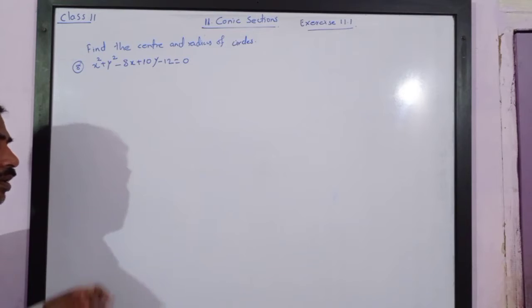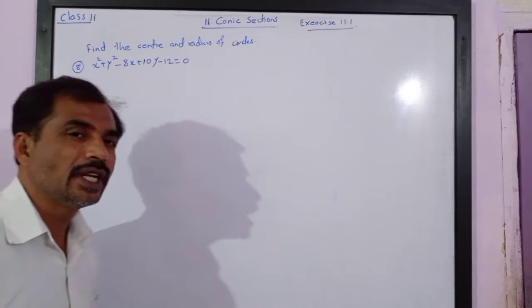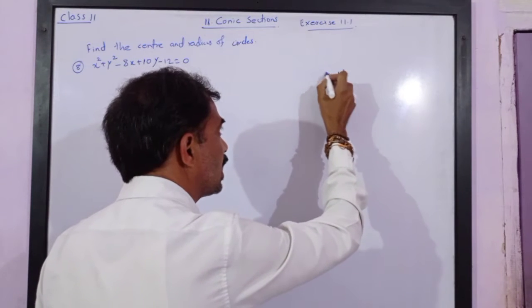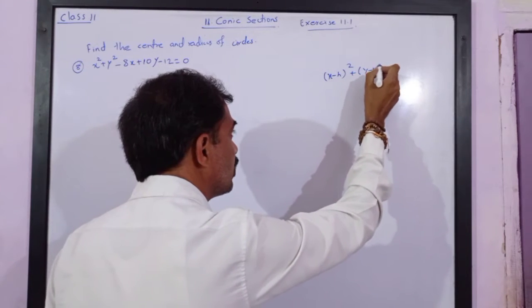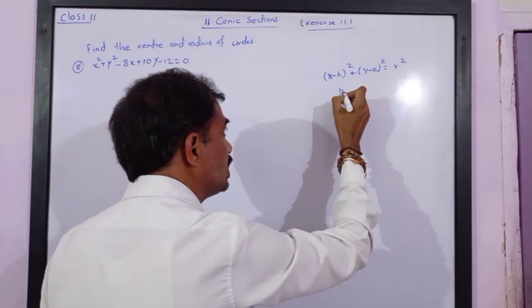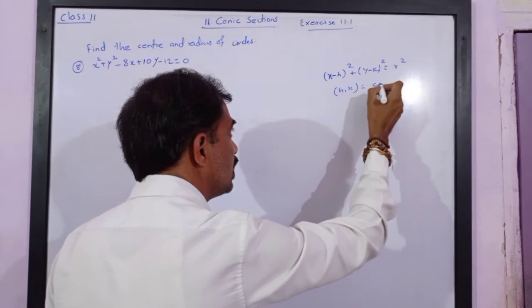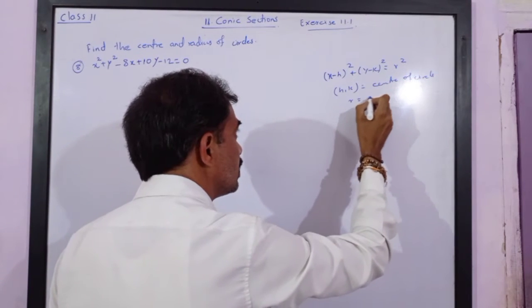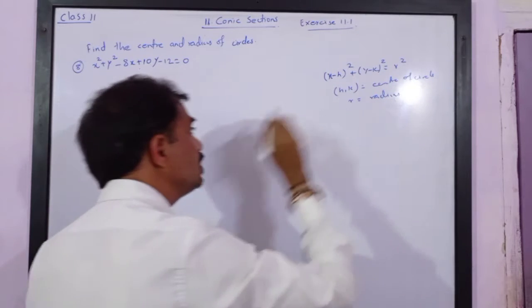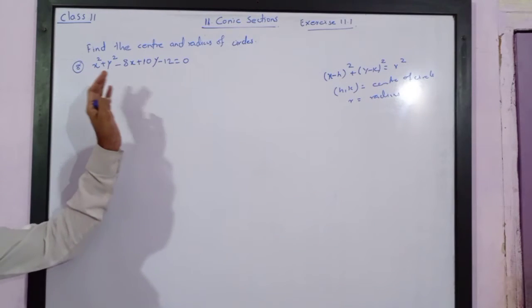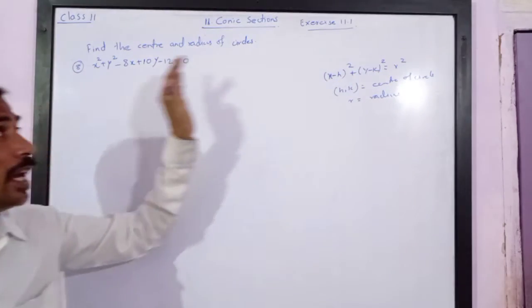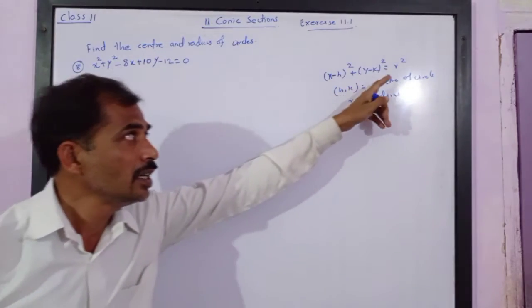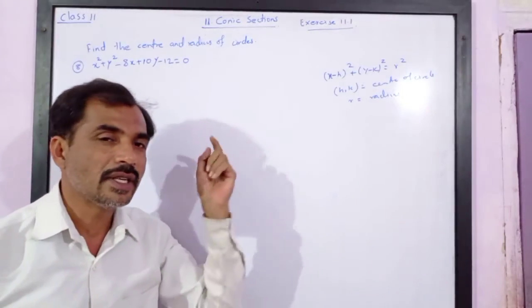Now we know the equation of a circle with center (h, k) and radius r is (x minus h) whole square plus (y minus k) whole square is equal to r square, where h and k is the center of the circle, and r is the radius. It does mean that we have to arrange the equation in this form. So if we arrange this equation in this form, then we will get h and k as the center of the circle and this r will be the radius. So let us arrange the equation.